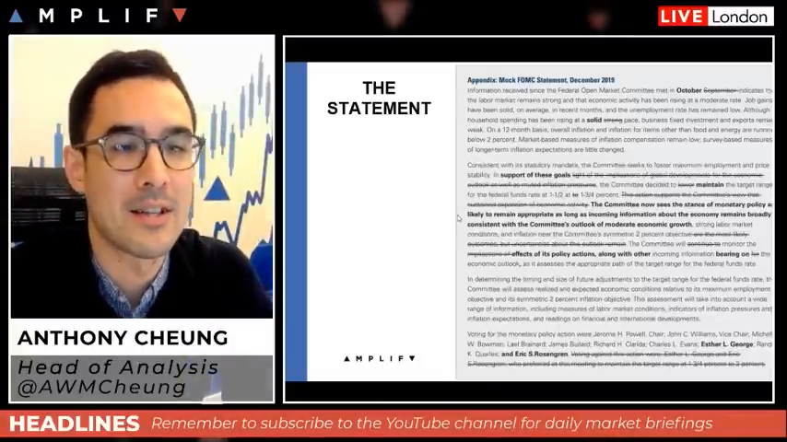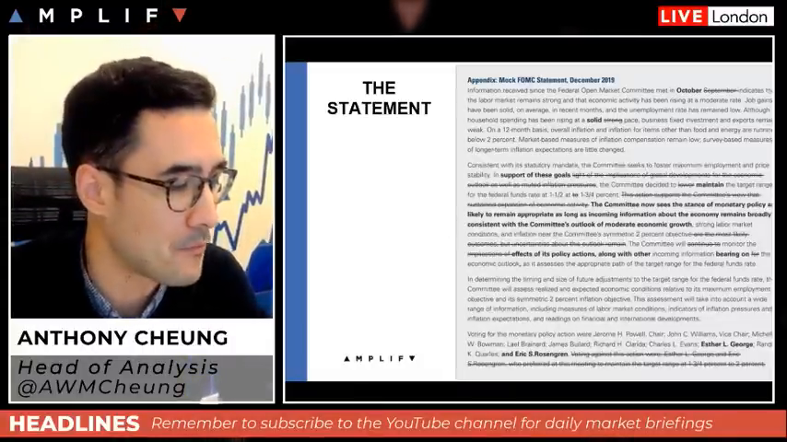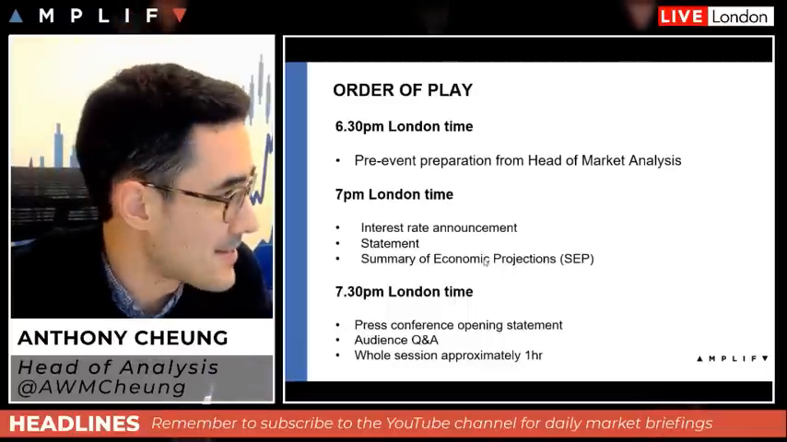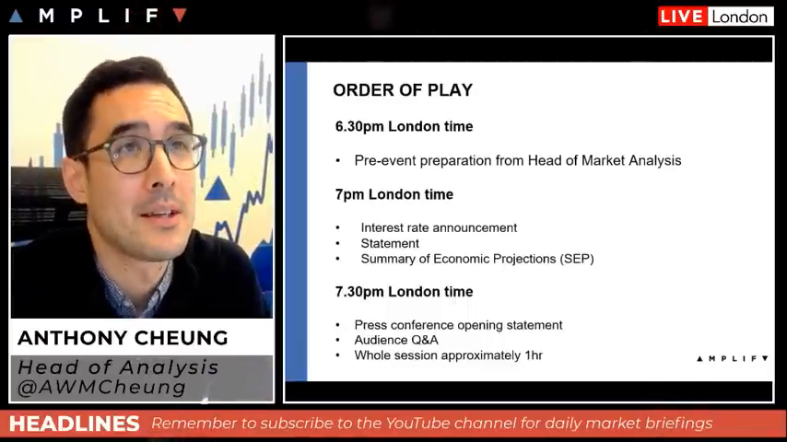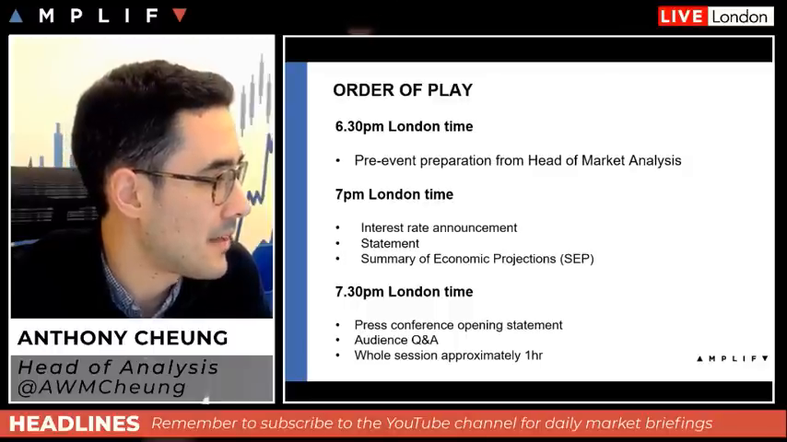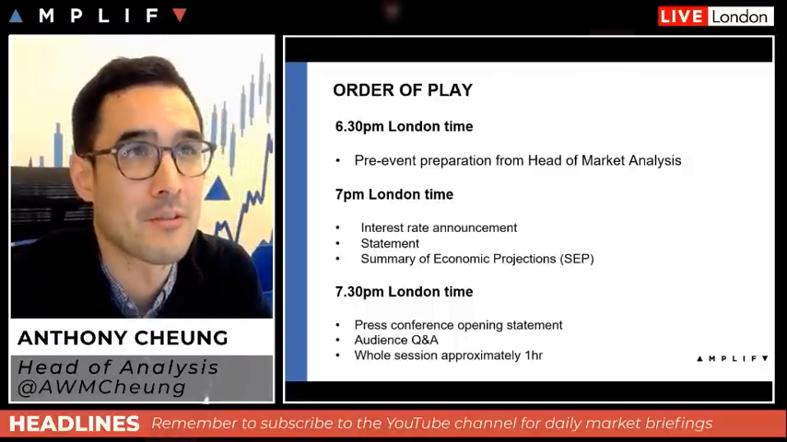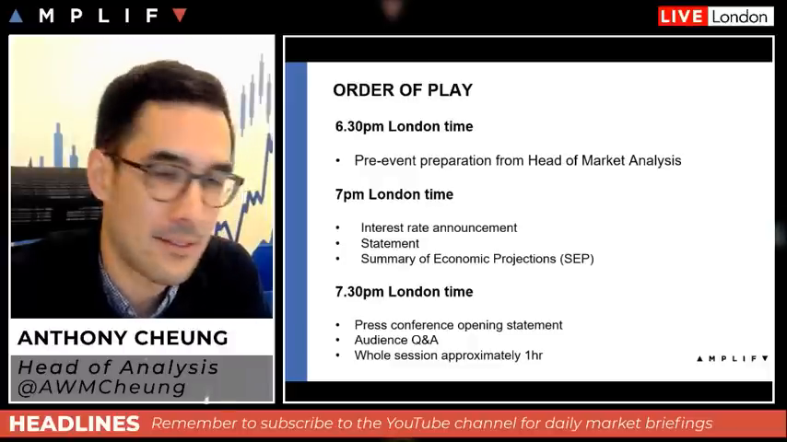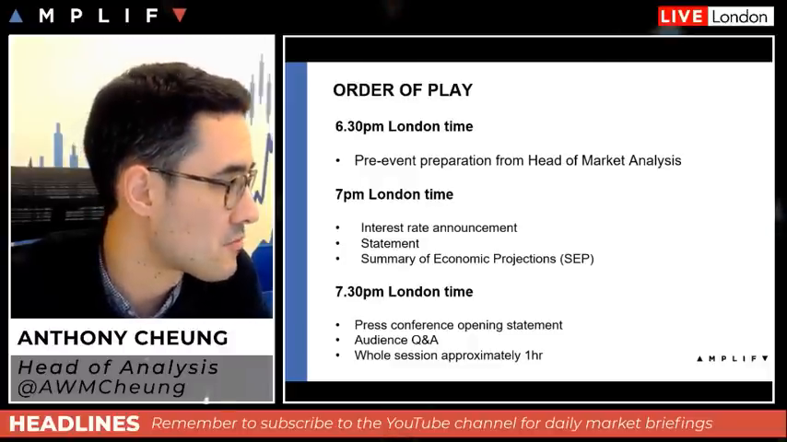For anyone who's never seen a Fed event before, let's have a look at 7 o'clock and 7:30. There are two parts to every Fed press conference now. That is the initial 7 o'clock release of the statement and also the announcement on interest rates.